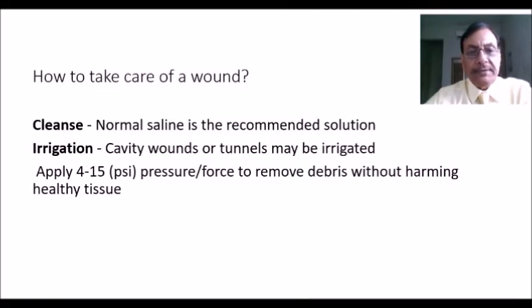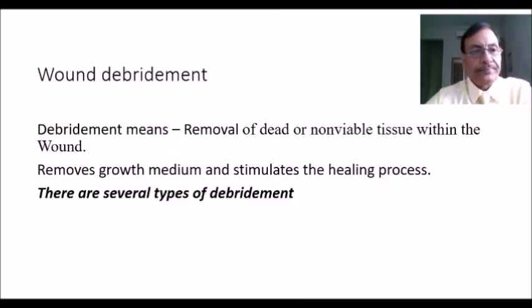Irrigation is done when the cavity wounds or tunnels are found, and they have to be irrigated with a force of 4 to 15 psi pressure to remove the debris without harming healthy tissue. The more the force, the better the removal of the debris, but it will harm the healthy tissue as well. So the force remains within 4 to 15 psi.